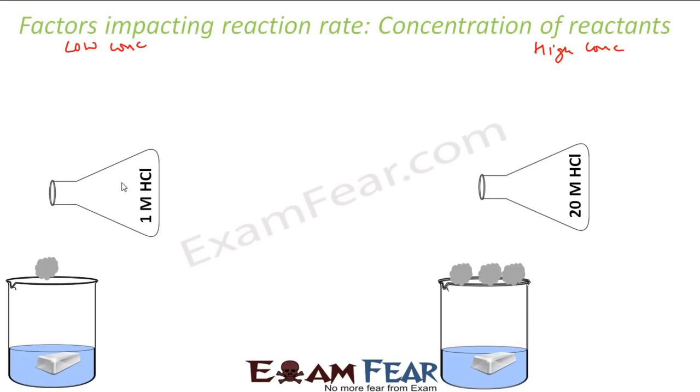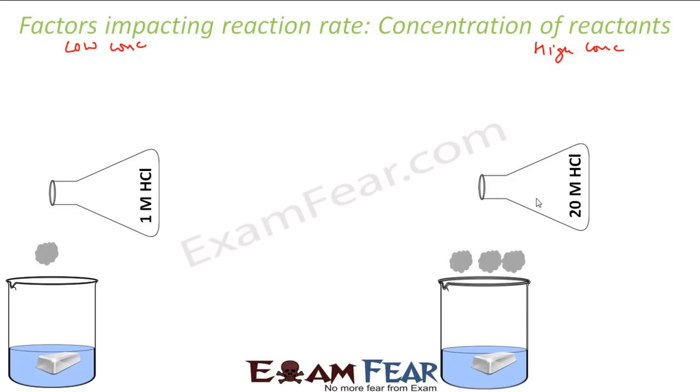In this case, more and more hydrogen gas is coming out. So on the left hand side, we had low concentration of HCl and little hydrogen gas came out. On the right hand side, we had high concentration of HCl, and zinc is the same in both cases. More and more hydrogen gas came out. That means the reaction rate is more on the right hand side and less here: more rate of reaction, less rate of reaction.